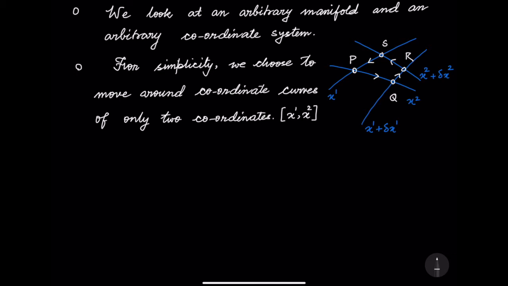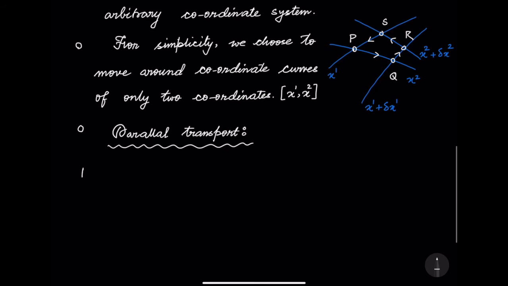All that we have done so far works here. So we'll go case by case. So parallel transport. This is what we start now. So first we go from P to Q.